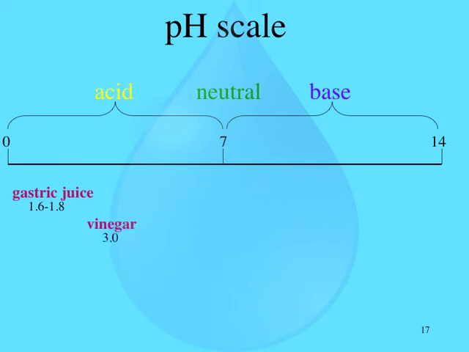Vinegar, which you use in salad dressings or on French fries, I guess some people do that, is also fairly acidic. Cow's milk is slightly acidic, but really close to the neutral range.